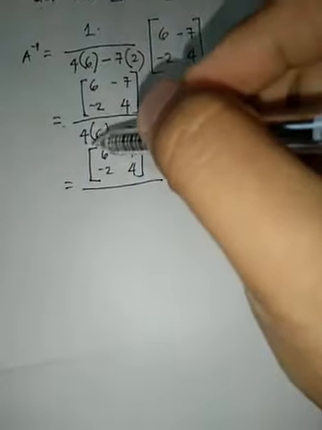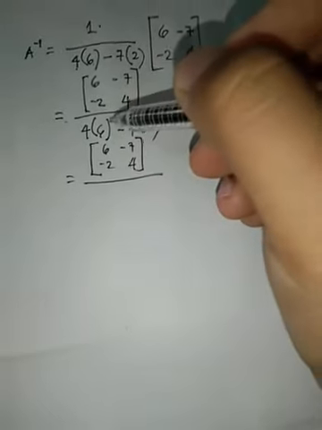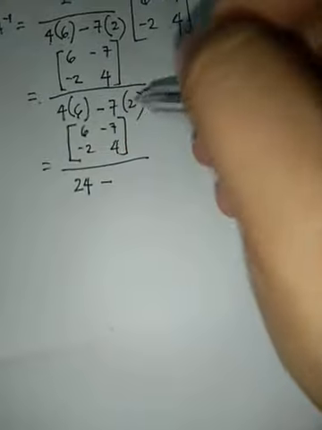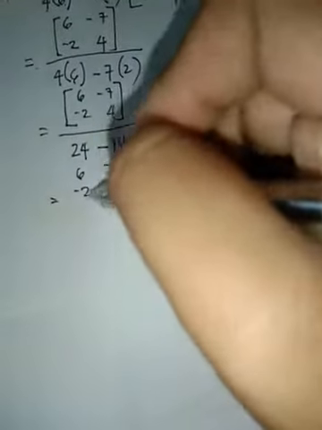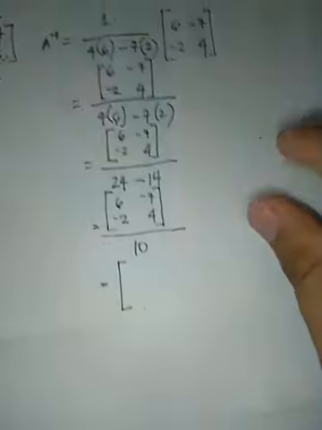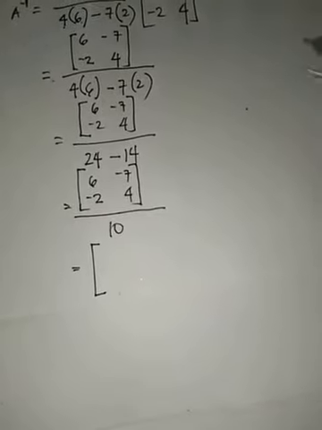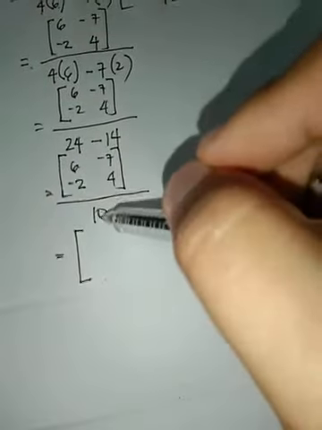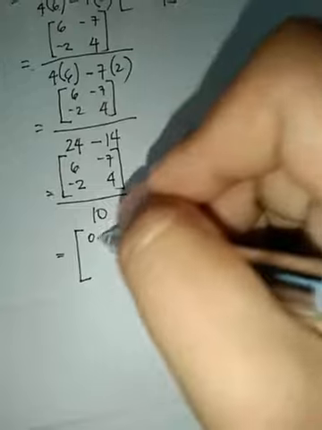Okay. So, we have 4 times 6, 24. Diba? 24. Minus 7 times 2, 14. Okay. So, 6, negative 7, negative 2, 4. So, 24 minus 14, we have 10. Okay. Then, therefore, our inverse matrix of A is 6 divided by 10 it is 0.6.